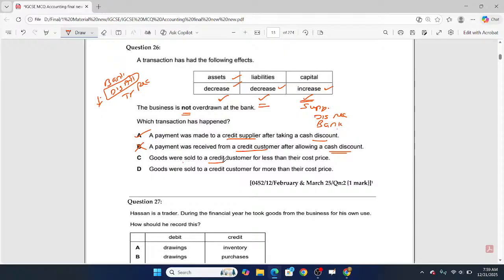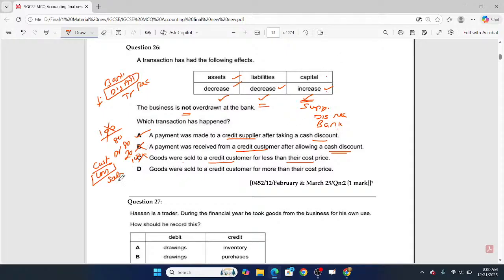Goods were sold to a credit customer for less than their cost price. Goods were sold, cost price being 100. Because of some reason there may be damage in the goods, so we might have sold it for 80. Then in this case, customer account debit 80 rupees, and sales account credit 100, but you offer 20 rupees lesser value, so it is a loss on sale. The loss always decreases the capital, so it is also not the correct one. So capital should be increasing.